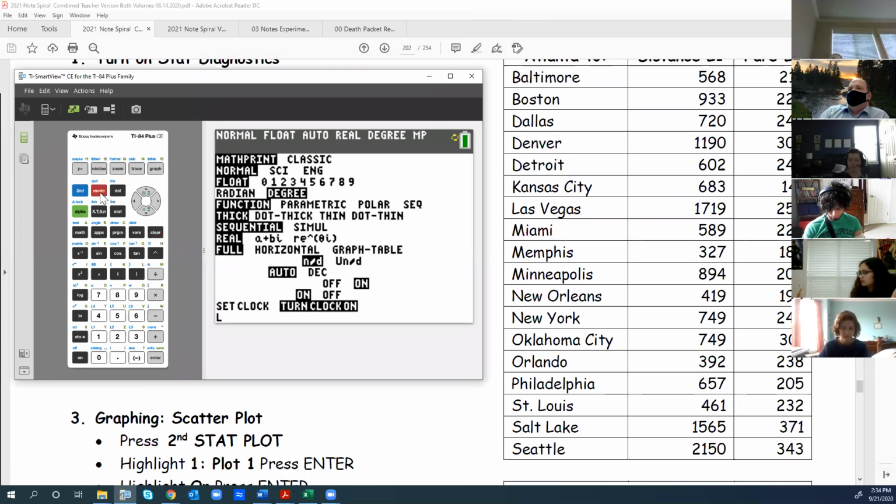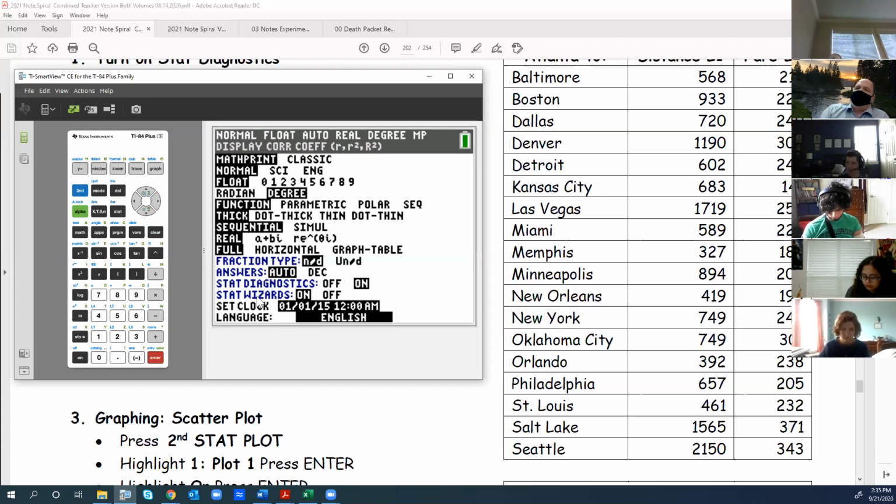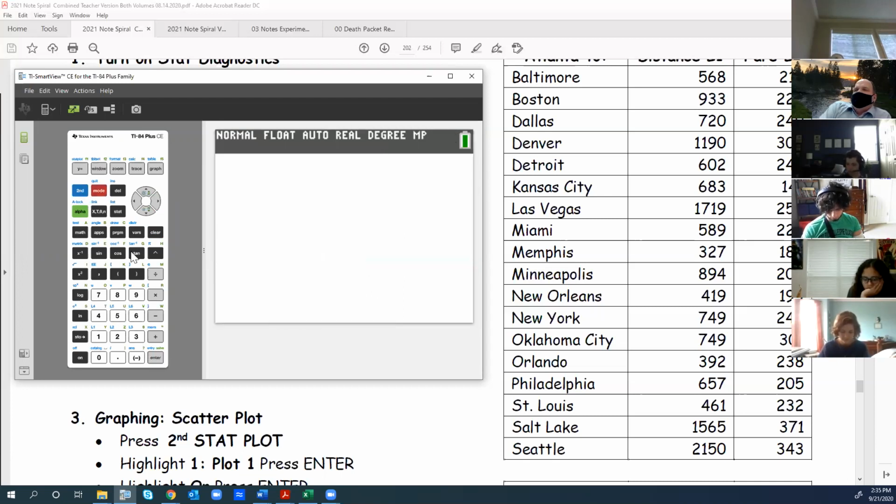So we have mode. We're going to arrow down until we see stat diagnostics. Then we're going to arrow one to the right and press enter so that it's turned on. Also below that, we see stat wizards. Personally, that's what I want to be, is a stat wizard. I think that would be way cool to be a stat wizard. So I'm not sure what that is, but leave it on, okay? So stat diagnostics is turned on. We're going to press second quit.